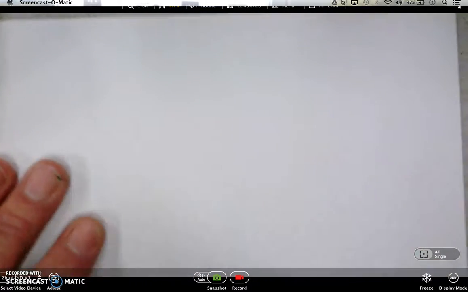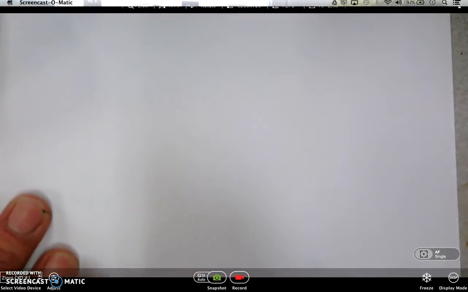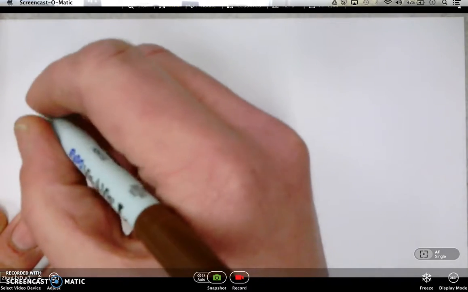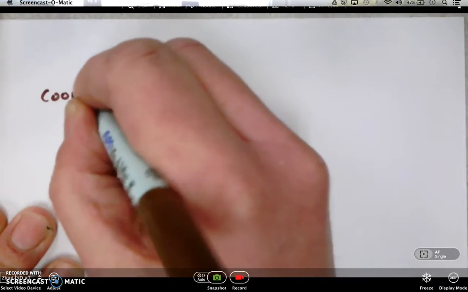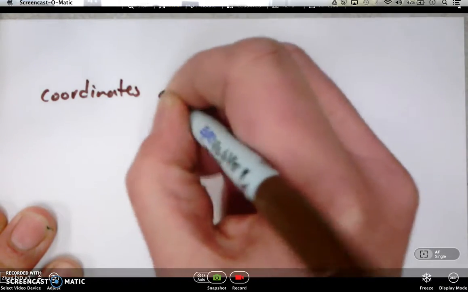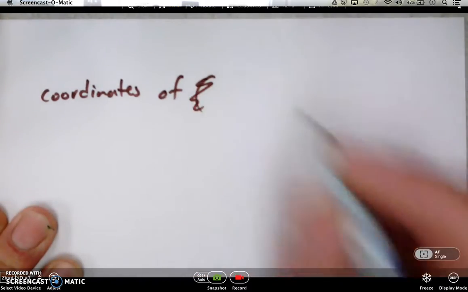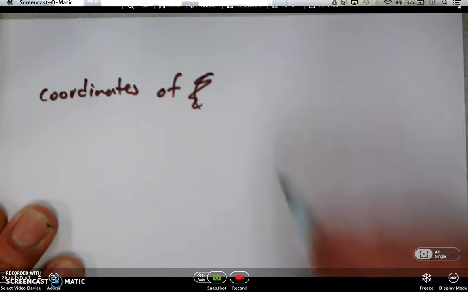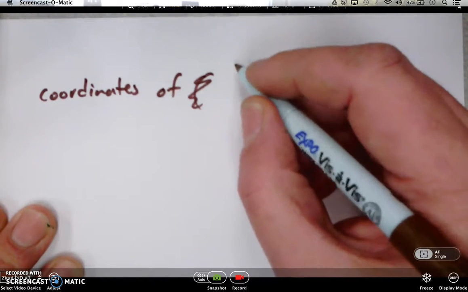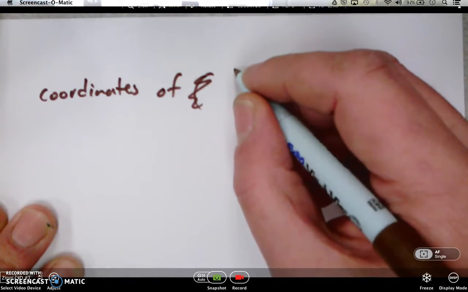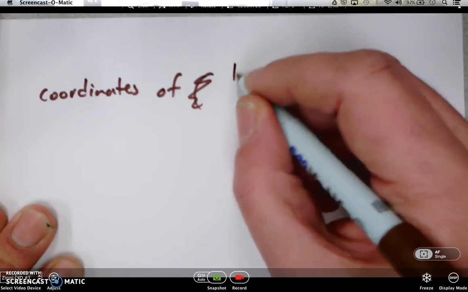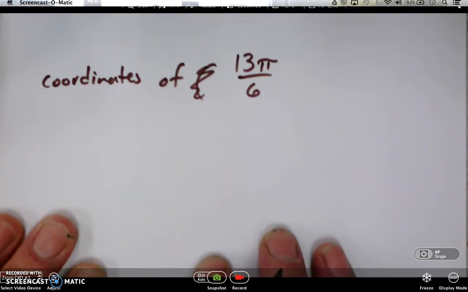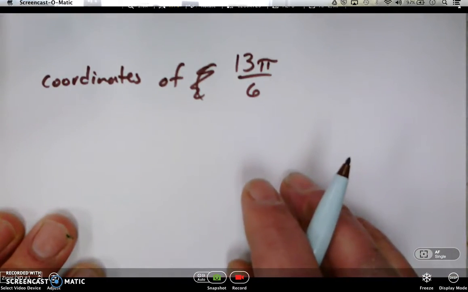So start fresh. We'll start totally blank. We're not even going to look at the unit circle yet. We'll check those answers in a moment. But let's say you want the coordinates of, let's see, let's make up a number. Let's go bigger. Let's go 13 pi over 6. Okay, 13 pi over 6. So 13/6, that's a lot.